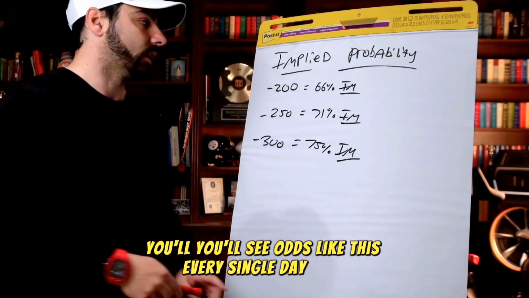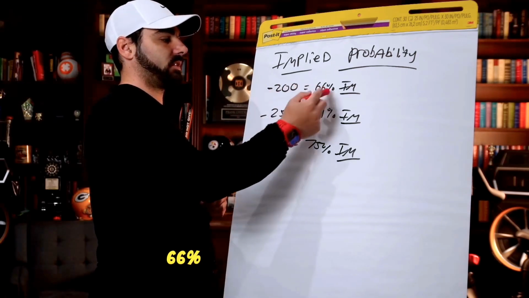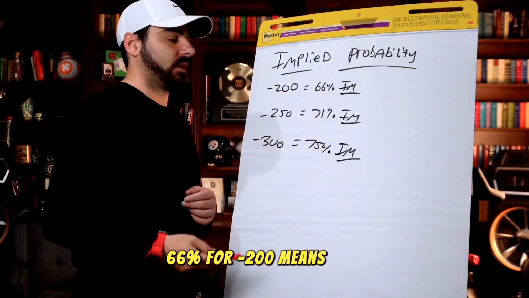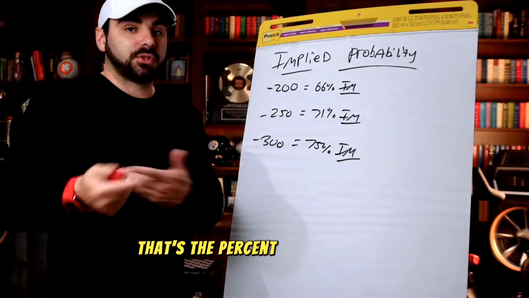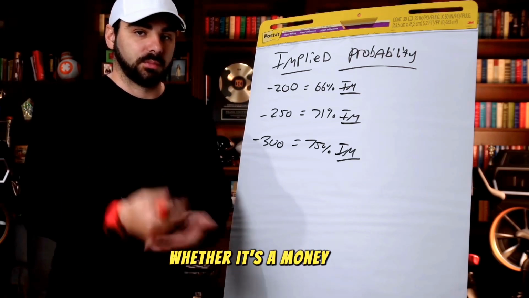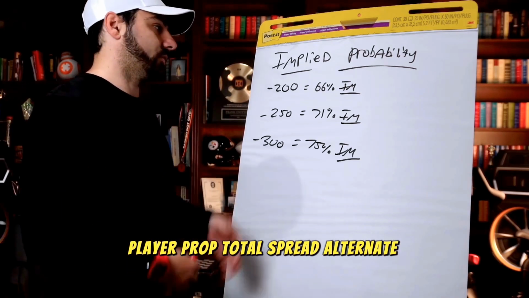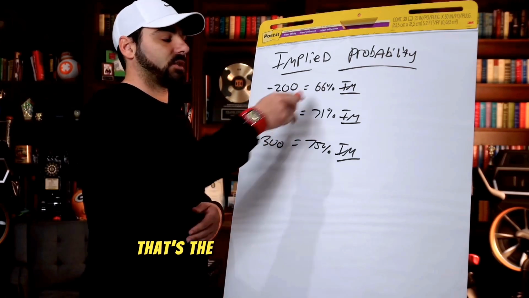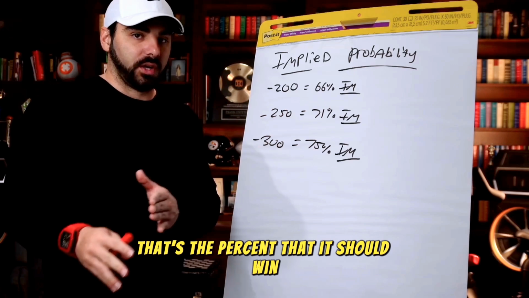So right off the bat, when you see these odds jump up, you'll see odds like this every single day. 66% for minus 200 means that that's the percent that the play should win. Whether it's a money line, player prop, total, spread, or alternate total, that's the percent that it should win.